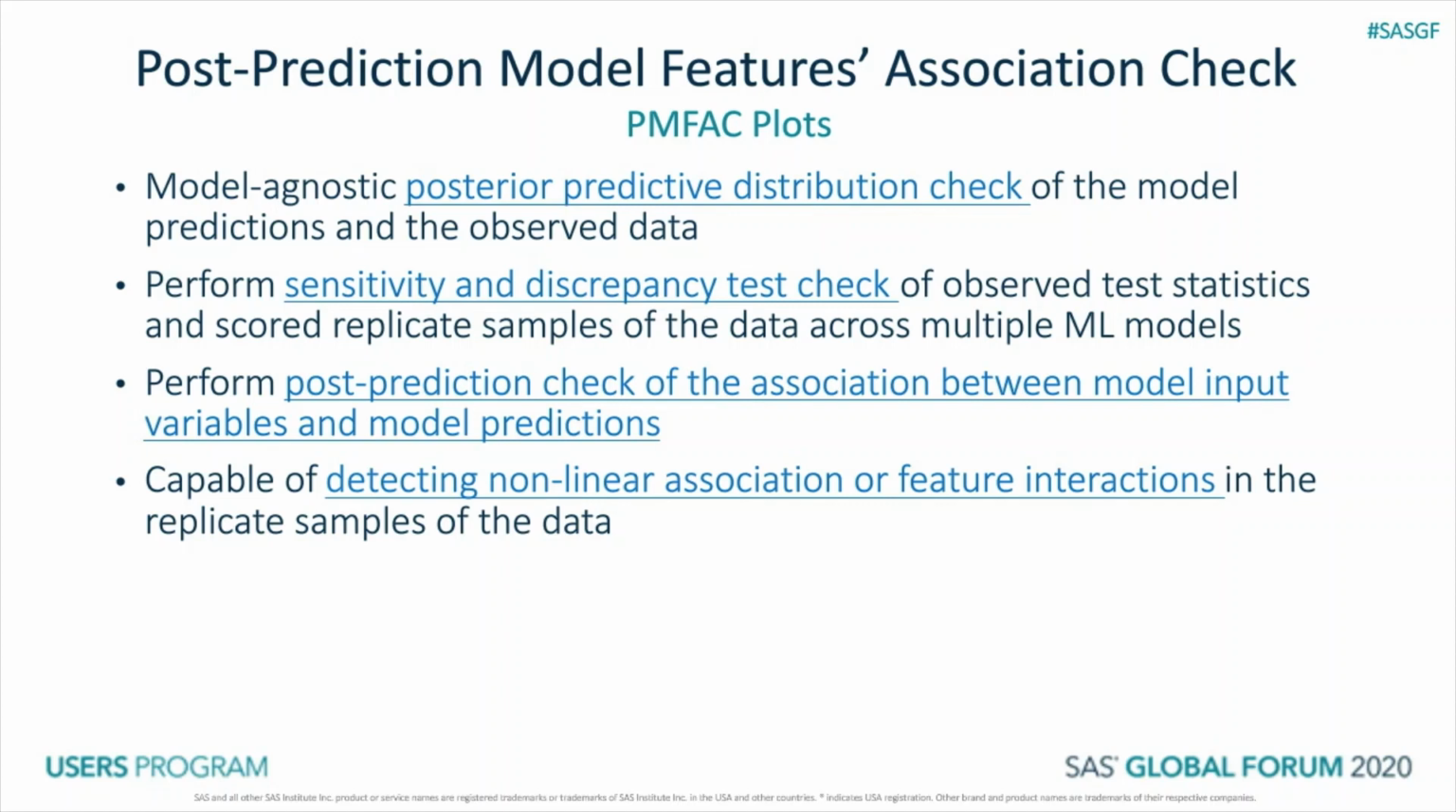The next set of plots that can be generated allow you to look at the association between the model input variables and the predictions themselves. Maybe it can help us to really understand the nature of the association between the feature itself and the target variable. And last but not the least is that they are capable of detecting nonlinear association or feature interactions, which can help us to really improve the model in case these are not captured in the training sample used to select the champion model.